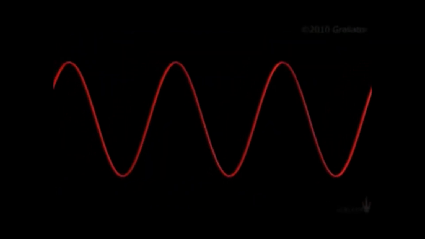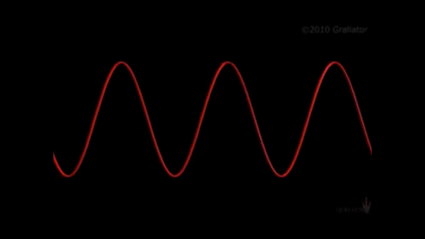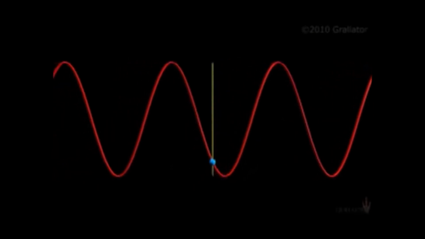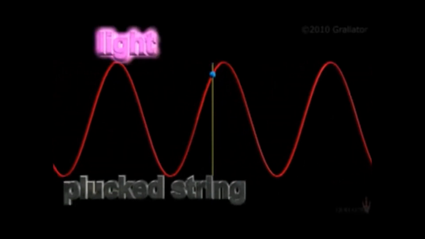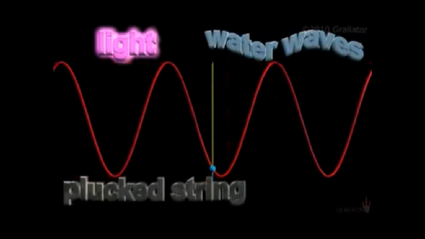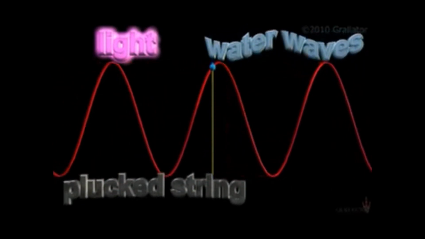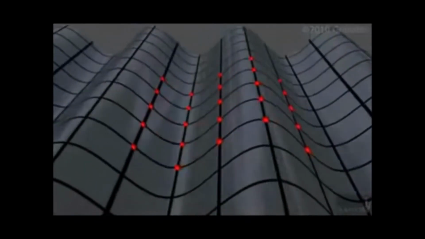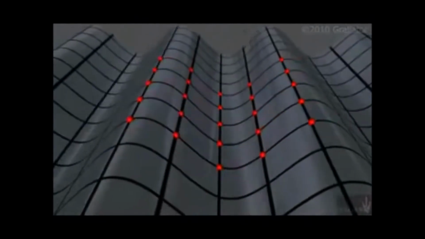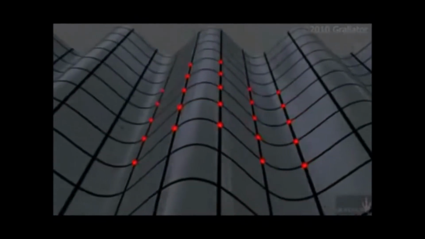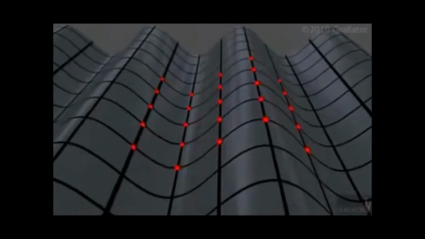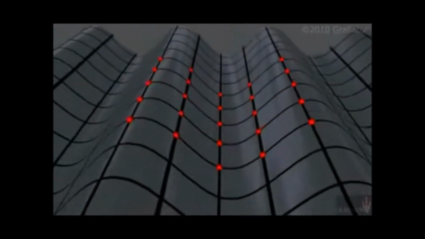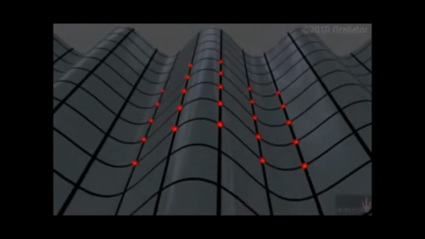Transverse waves are waves in which the vibrations are at a right angle to the direction of wave motion. Light, the vibrations of a plucked string, and water waves are all good examples. Let's look at a water wave. The wave travels from left to right, and the vibrations are up and down. The vibrations are said to be moving in a transverse direction to the direction of motion.